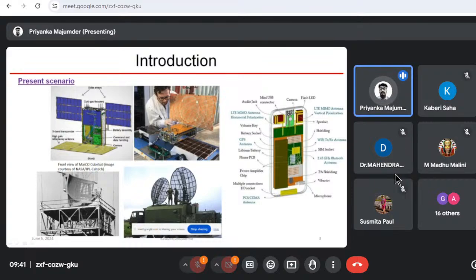Then we also have MIMO antennas with horizontal as well as vertical polarization. Because we do not always use the phone in the same orientation, right? We use it in different orientations, it could be horizontal, it could be vertical. So depending on that, they have both types of antenna, so that at least one of them is connected.